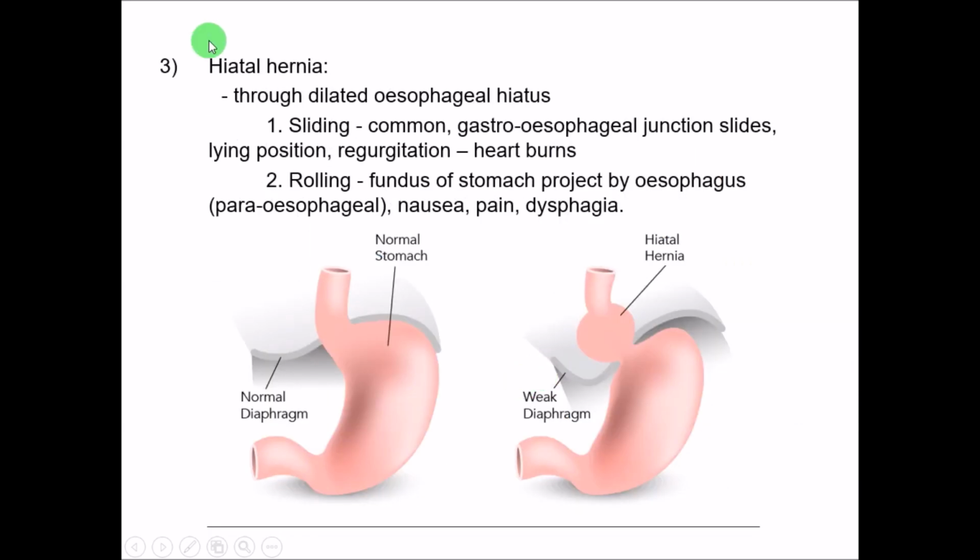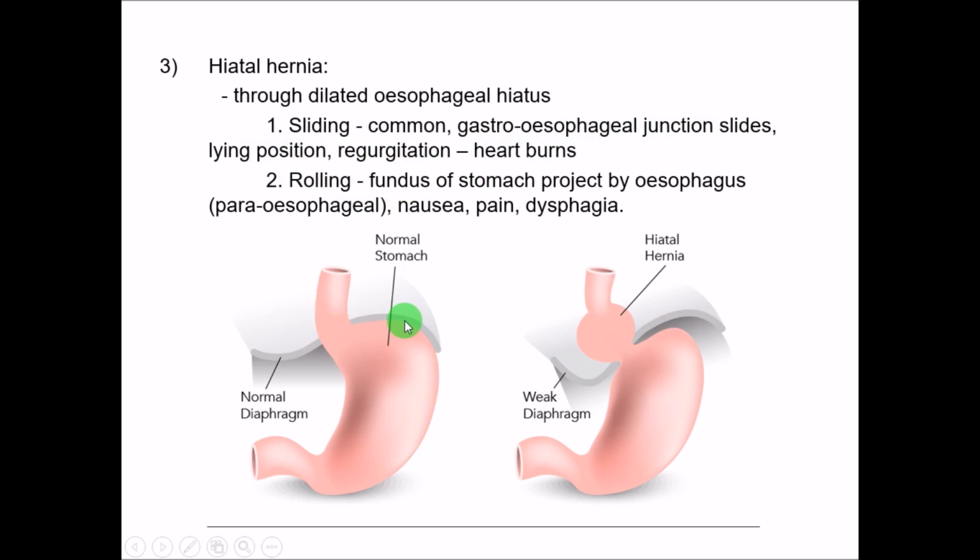The last will be the hiatal hernia, which is especially near the esophageal opening due to a dilated esophageal hiatus. Sometimes the opening might be dilated, which leads to herniation. There are two types of herniation. One is called sliding, the commonest, and this is because the gastroesophageal junction slides, especially seen in the lying position, and regurgitation, which leads to heartburn. The second type is called rolling, which goes up and down.